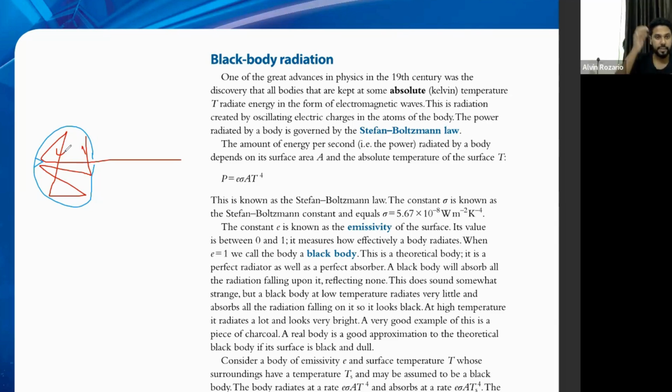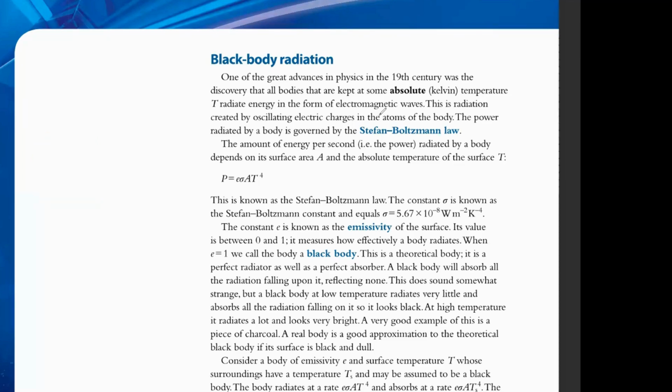And that is how the light is absorbed inside a black body, because a black body, a body which is black, can absorb all the radiation. So this is the specialty of a black body.